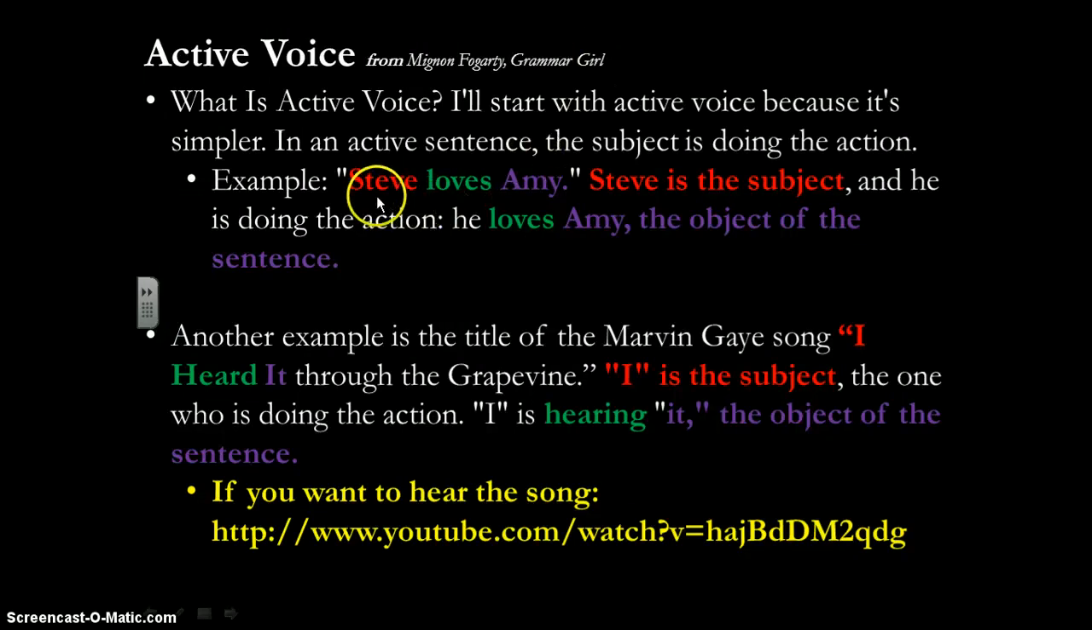So, in this example, Steve loves Amy. Subject is Steve. What does Steve do? He loves. Who does he love? He loves Amy. So you got subject, verb, direct object. Very straightforward. Alright, so let's think about some modern examples.